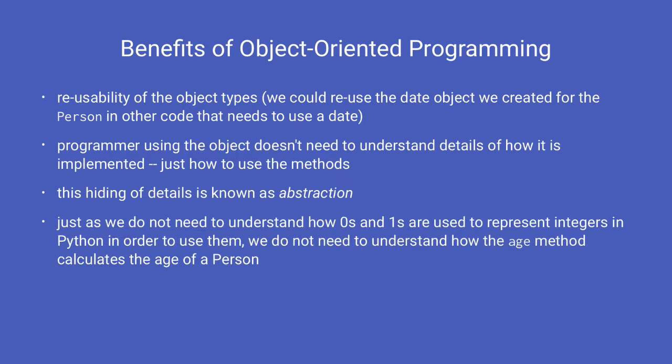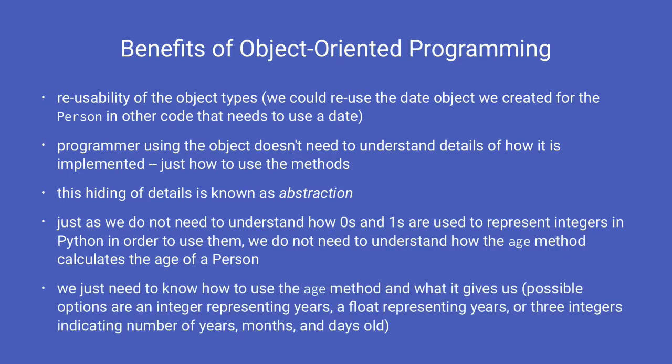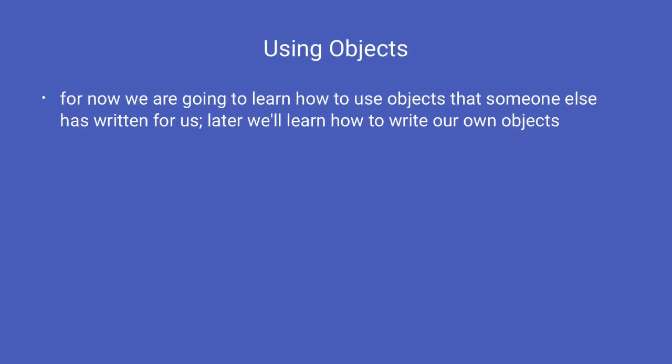Just as we do not need to understand how zeros and ones are used to represent integers in Python in order to use them, we do not need to understand how the age method calculates the age of a person. We just need to know how to use the age method and what it gives us. Possible options it could give us are an integer representing years, a float representing years, or 3 integers indicating the number of years, months, and days old. For now, we are going to learn how to use objects that someone else has written for us. Later, we'll learn how to write our own objects.